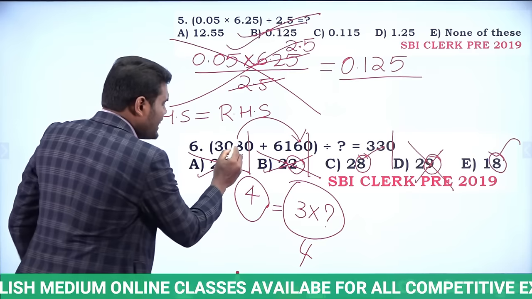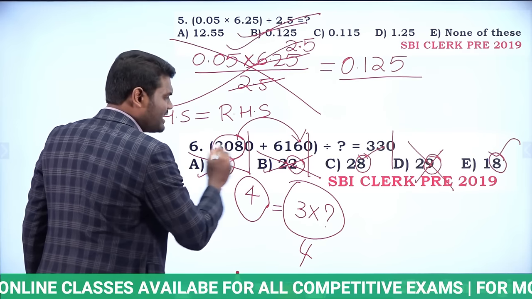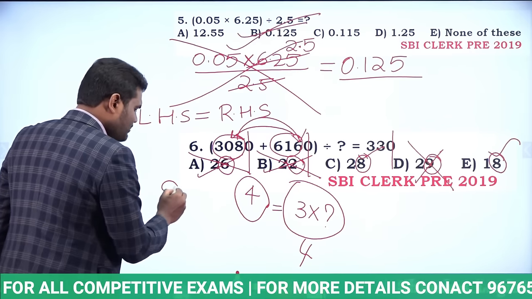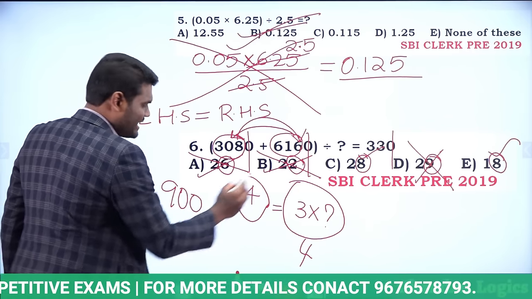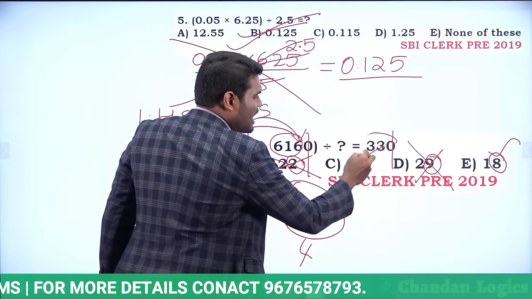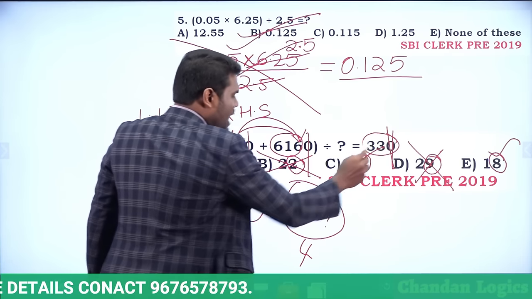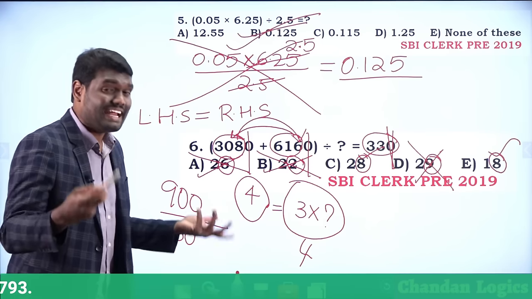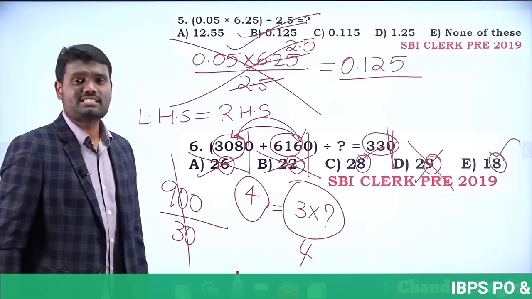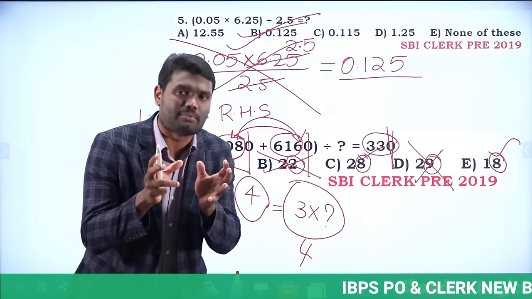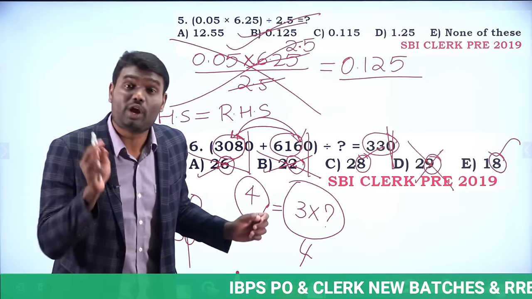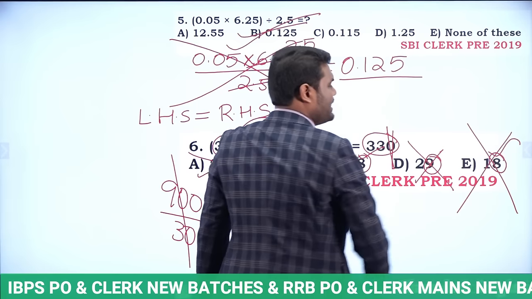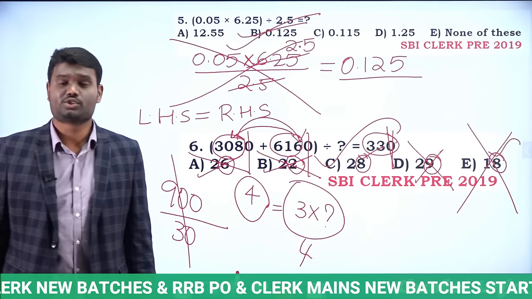If you observe here, this is approximately 300. This is approximately 600. 300 plus 600 is nothing but 900. 900 divided by... now look here. When I neglect this zero, approximately this is nothing but 33, which can be taken as 30. When I take it as 30, 900 gets cancelled in 30 how many times? 30 times, right? Which means our answer should be close to 30. As our answer should be close to 30, 18 is eliminated. So I can say that simply the answer is 28.